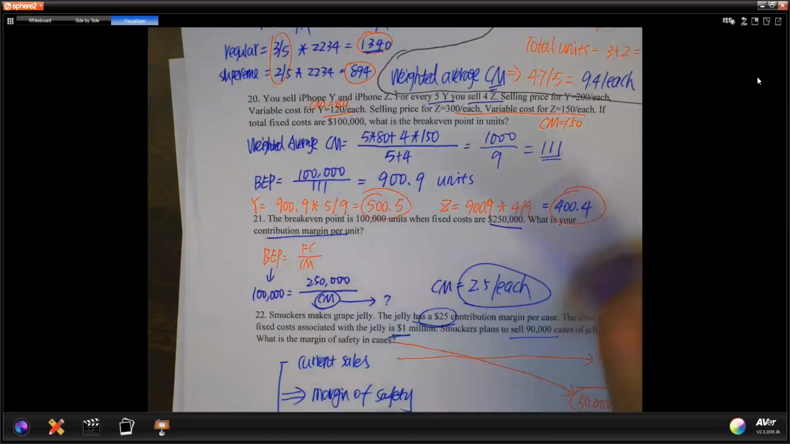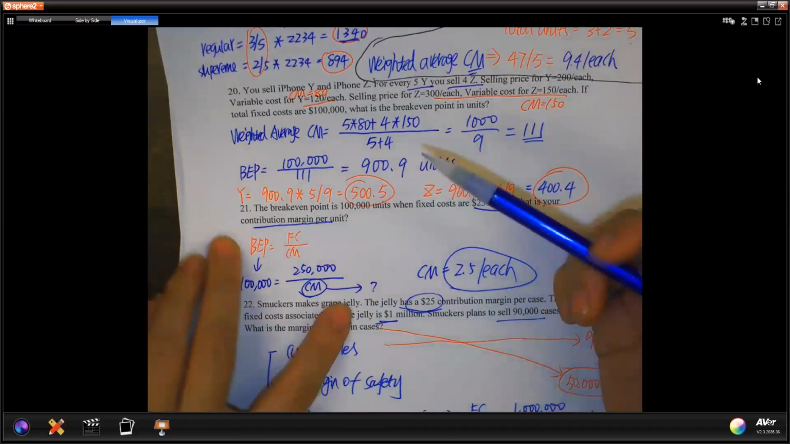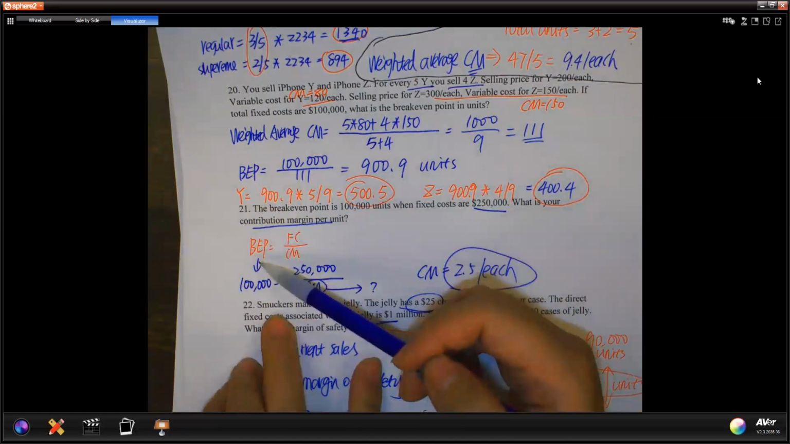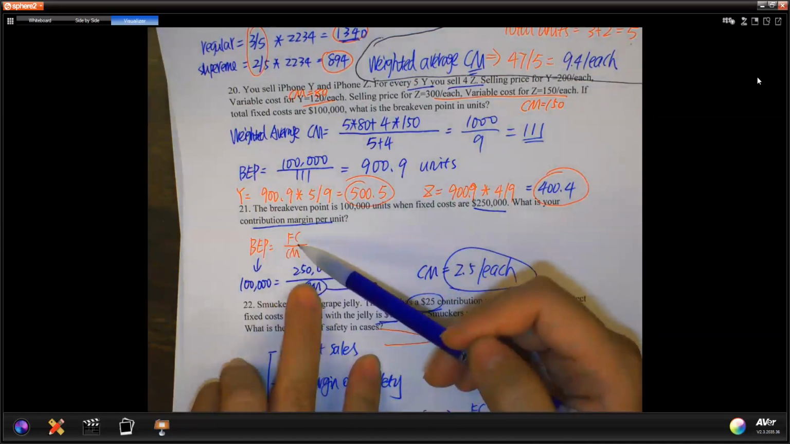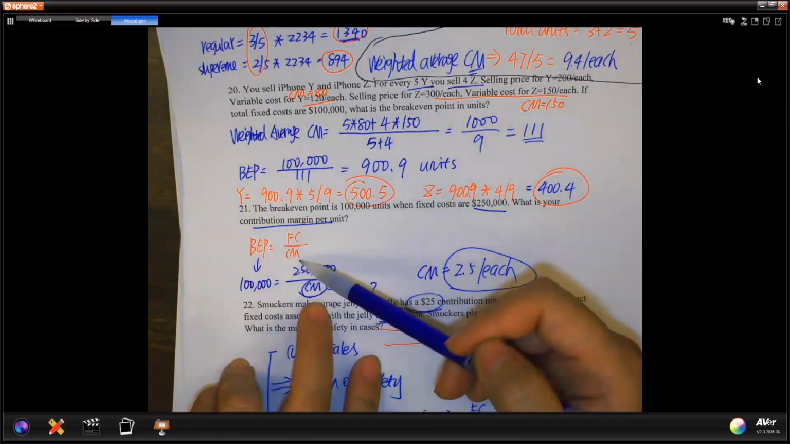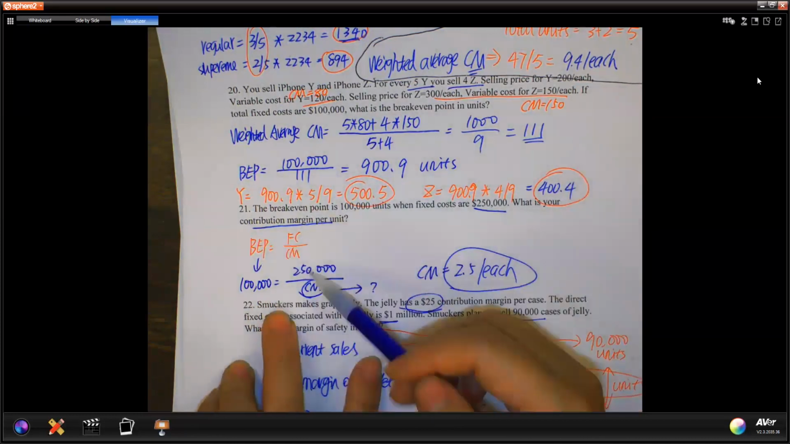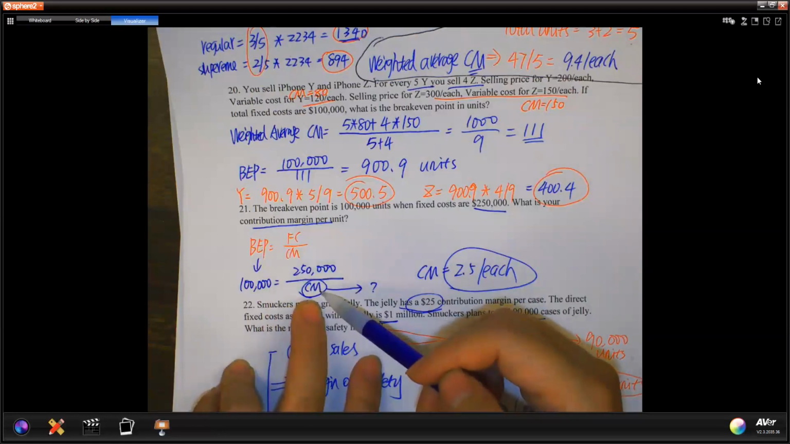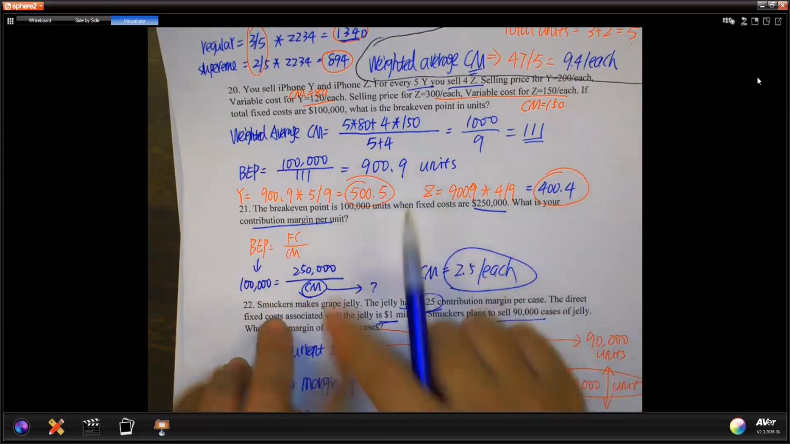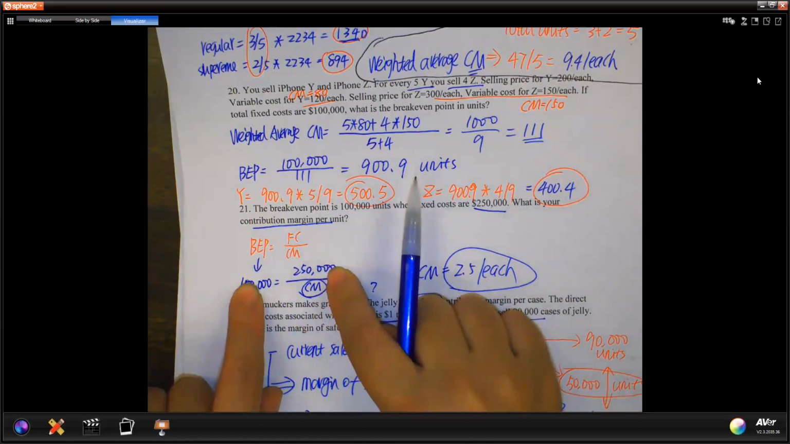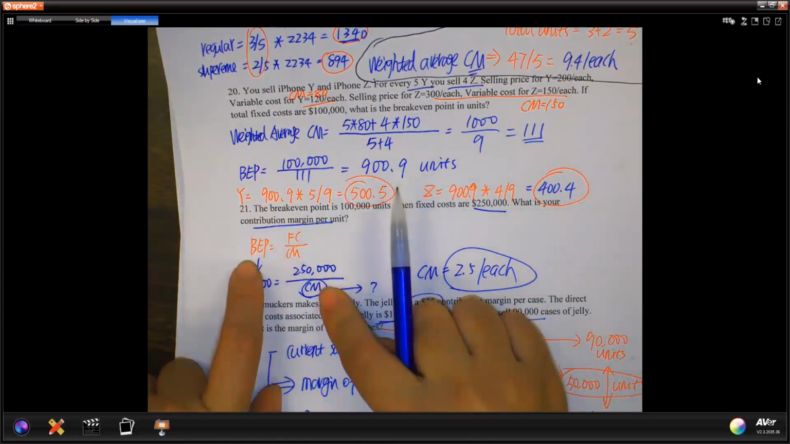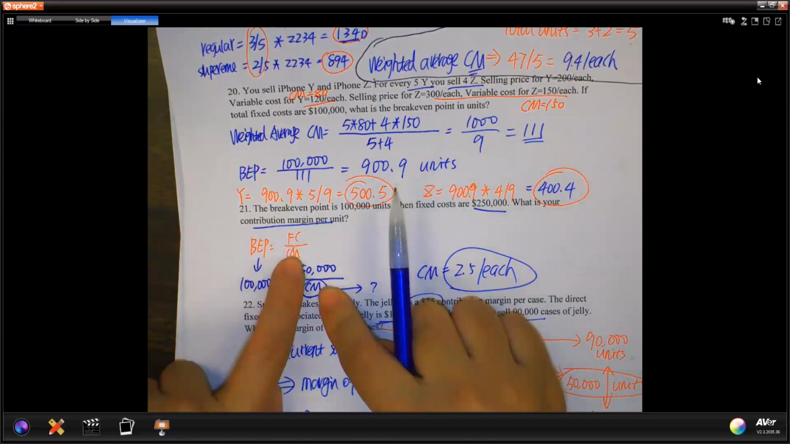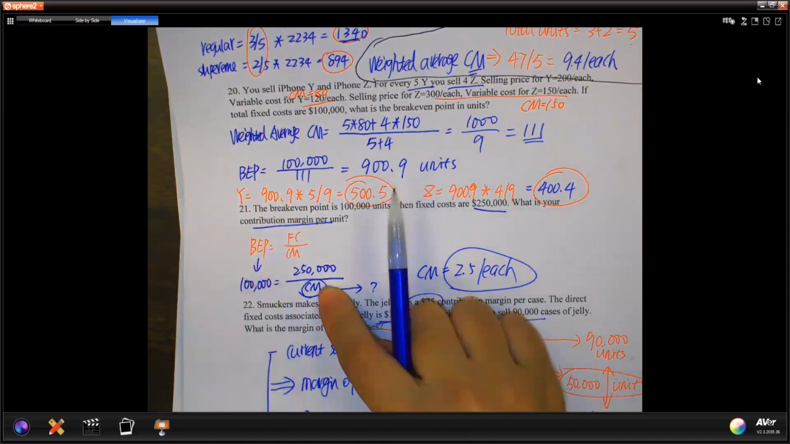And then question 21 is also about break-even point, but instead of asking for the break-even point, they told you the break-even point is 100,000 units, fixed cost is $250,000, what is your contribution margin? So whenever I give you 2 numbers and ask for the third number, you should be able to get that. I give you break-even point and fixed cost, I ask you contribution margin. I give you fixed cost and contribution margin, I ask you break-even point. I give you break-even point and contribution margin, I ask you fixed cost. Make sure you know how to play with those numbers.